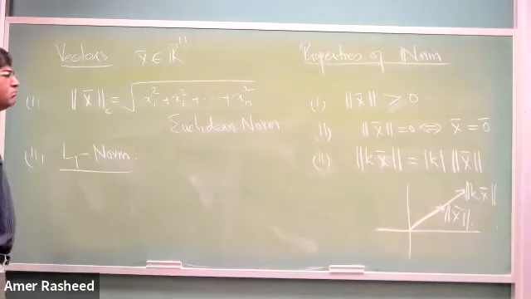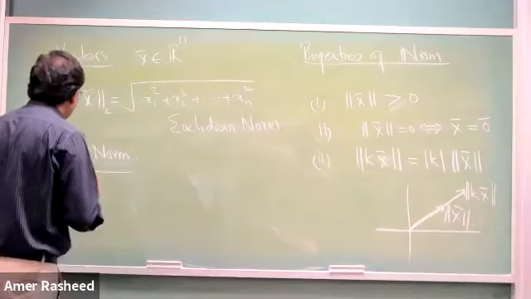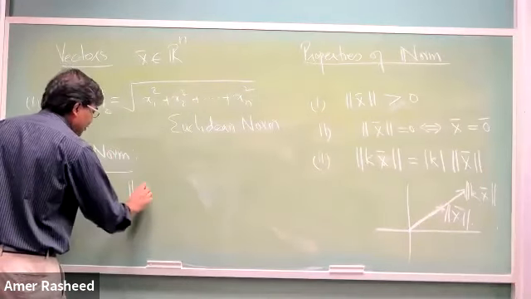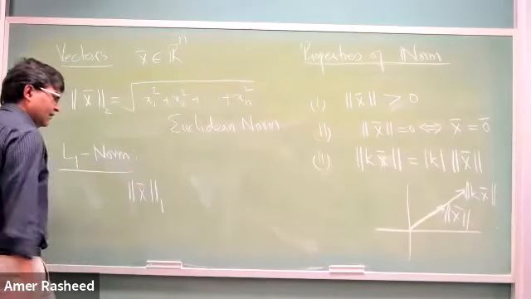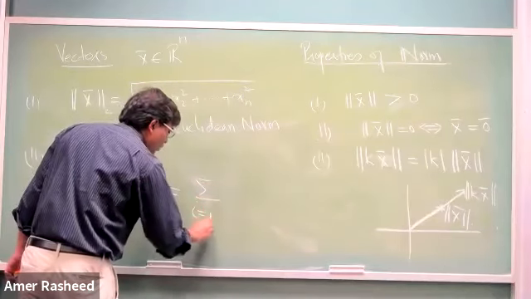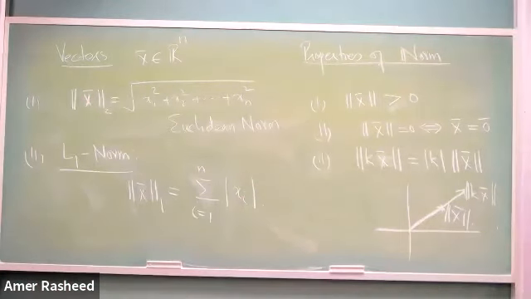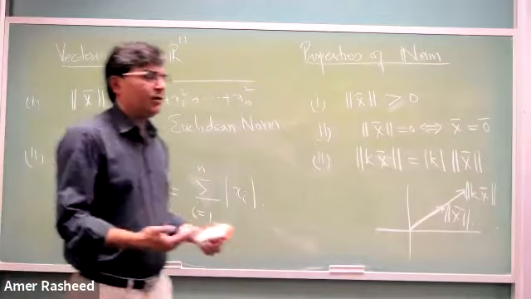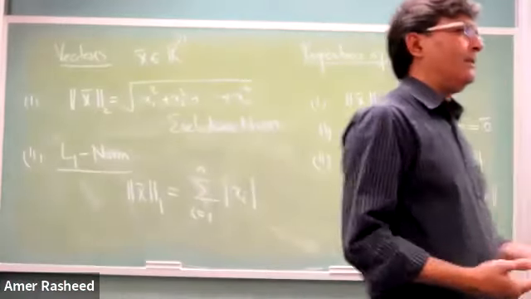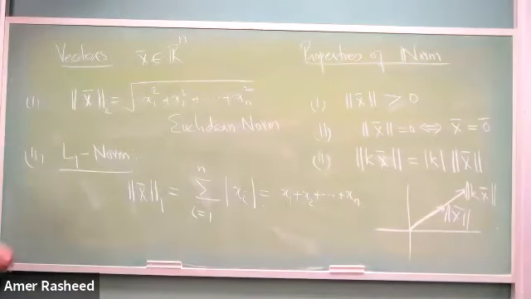Okay, the L1 norm. In that case, you have to write a subscript 1. The norm of x with subscript 1 is nothing but the summation from i equals 1 to n of the modulus of xi. This is another kind of length which can be used in certain applications. You just take the sum of all the components of that vector. This is called the 1 norm.